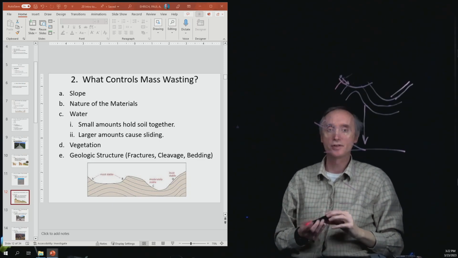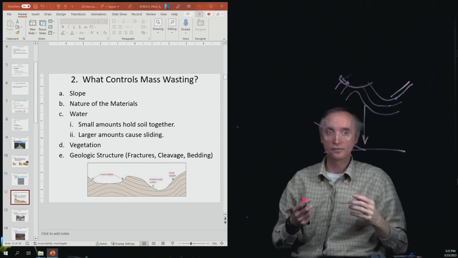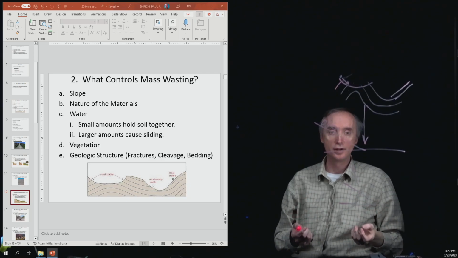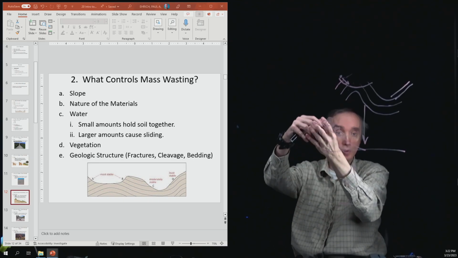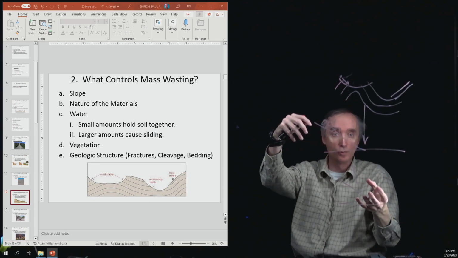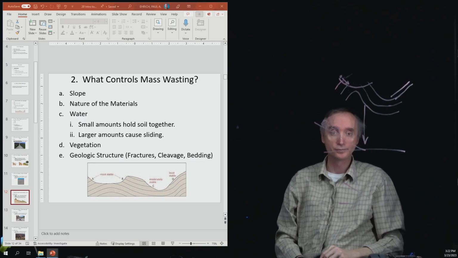And then it also depends on, are there natural fractures in the rock? So if the rock is fractured, then it's going to be more likely to pull away and slide.